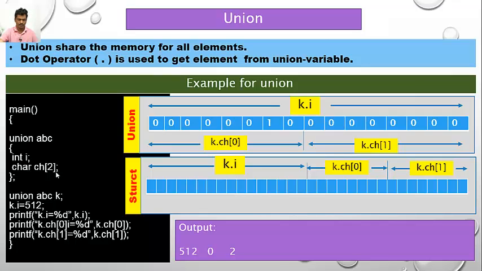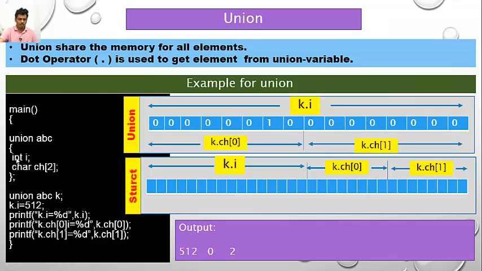Union: the whole definition of a union is similar to the structure definition. But it shares the memory. The elements share the memory. In a structure, memory is not shared; each and every element of a structure requires individual memory. But in a union, all elements share the same memory.